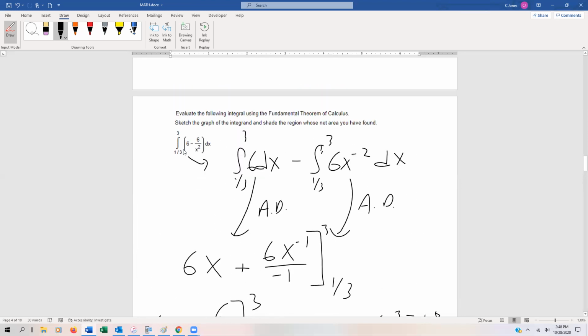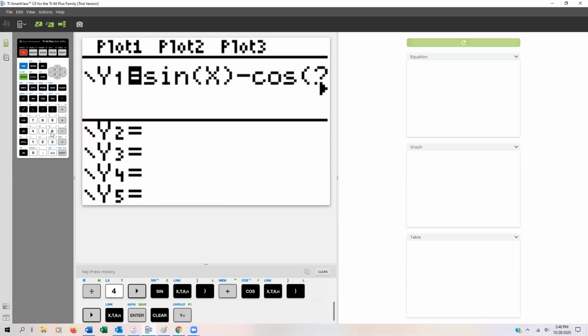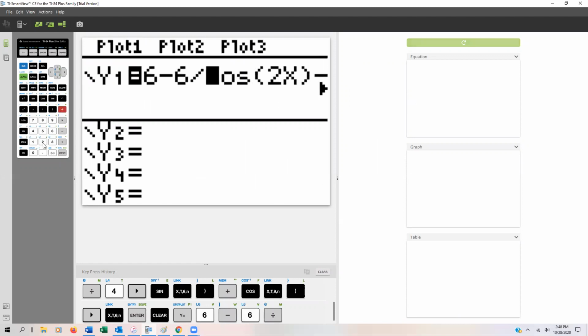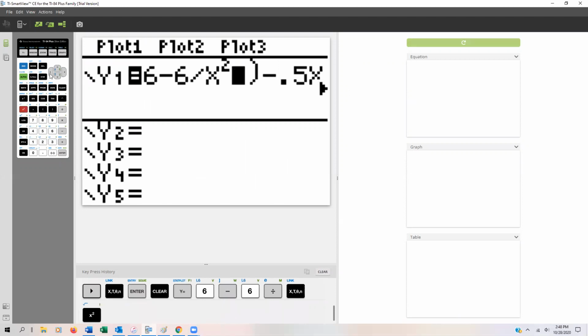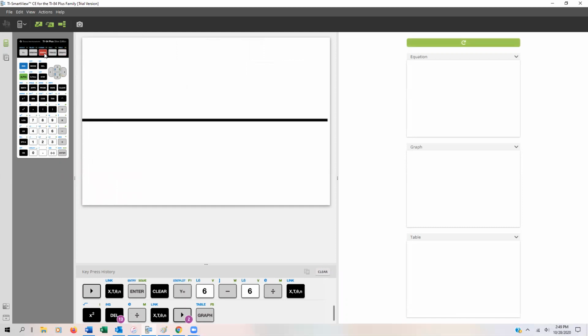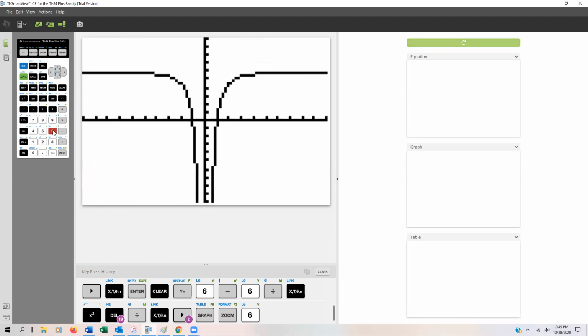Now, we could go through and graph the function. In fact, let's do that. So if we have y equals 6 minus 6 over x squared, and I'm just going to bump this over. There it goes. And we just graph it. I'm going to have to zoom standard. What's happening with this is that there's symmetry involved. It's not necessarily continuous at 0 either, so that's an issue. But at 1/3, there's some area below the axis and some area above the axis.